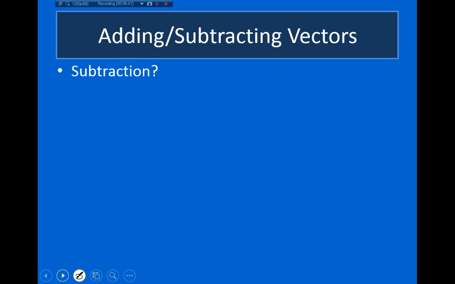Now, I think the easiest way to think about subtraction is if I have vector A minus vector B, I could write this as vector A plus minus 1 times vector B. Those are the same thing. Okay? And remember, minus 1 times the vector B, that's just going to be the vector B, but pointing in the opposite direction.